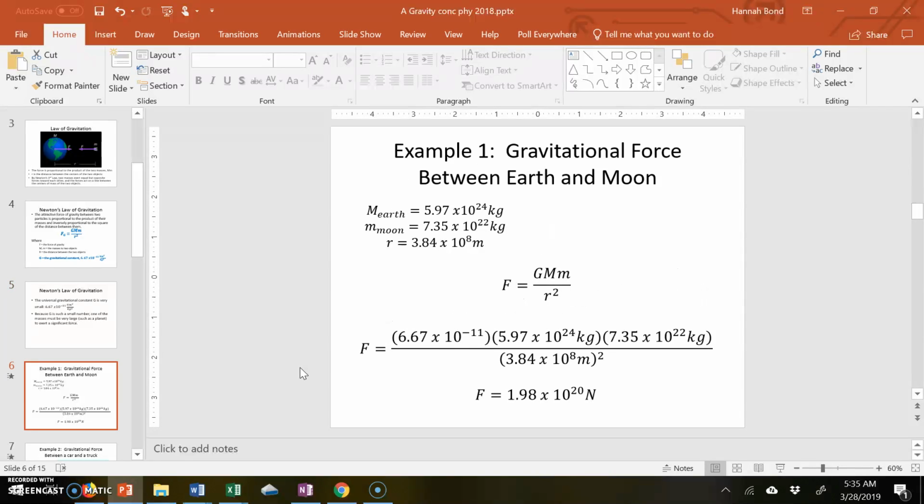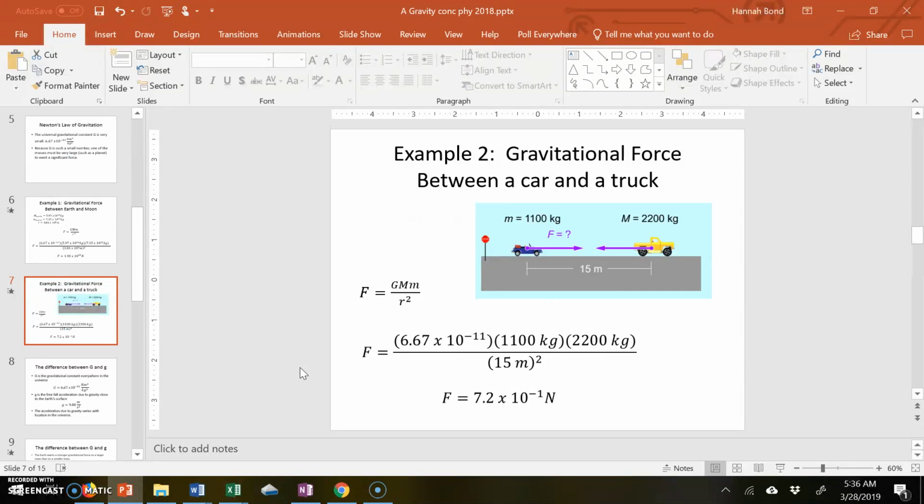Just to give an example of that, we have here a calculation of the gravitational force between the Earth and the Moon, and when we plug in the very large masses of this planet and moon, we get a huge force, 2 times 10 to the 20th newtons. That's 200 billion newtons.